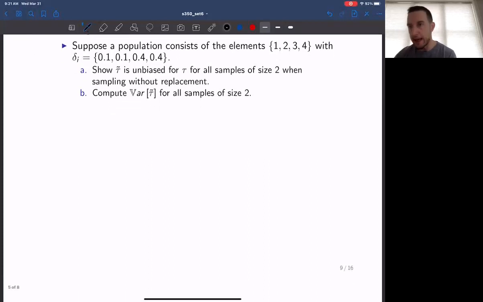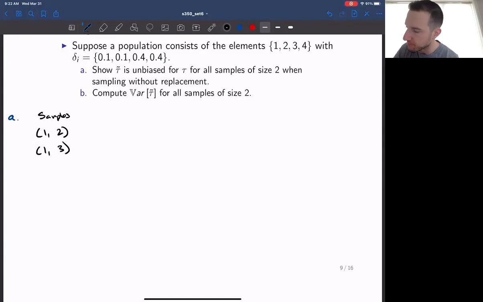Okay, so part A is effectively going to mimic what we had just done in our illustrations of showing that mu tilde is unbiased. The difference here, of course, is that we're working with tau tilde, and we're basically doing parts A, B, and C all in one large step. Okay, so we'll start off by writing out the samples. So those are going to be the same 6 samples that we had worked with in the previous illustration.